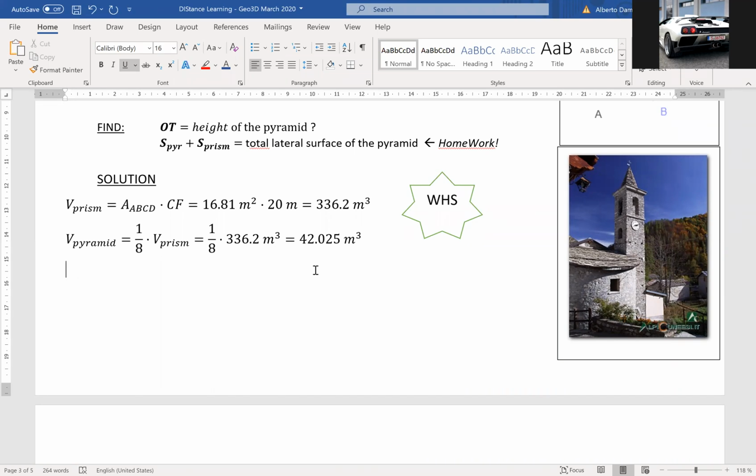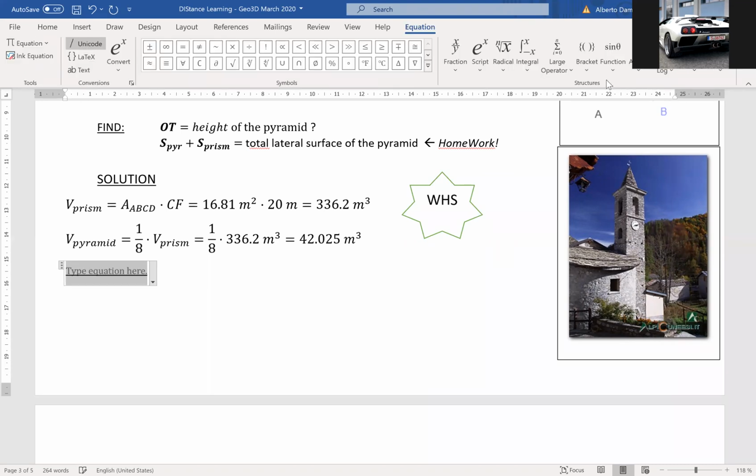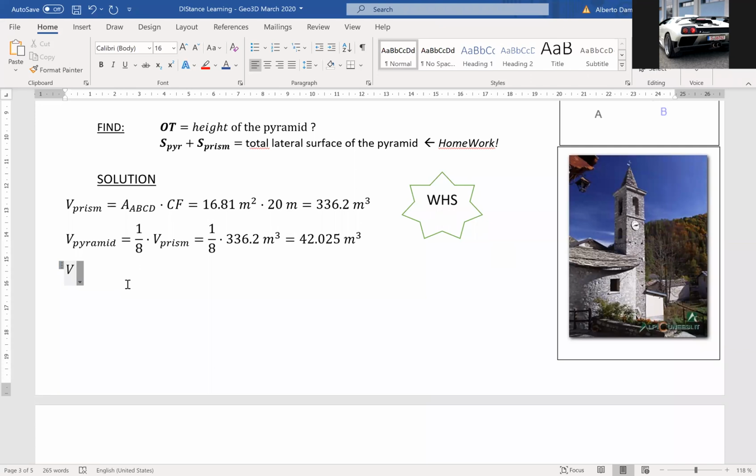Esattamente. Allora, if you know the inverse formula like Armando does, that's perfect. But I will show you how to do it using an equation because I'm not particularly good at inverse formula, or let's say I don't remember the inverse formula. What I'm going to do is that I will just write the formula for the volume of a pyramid.